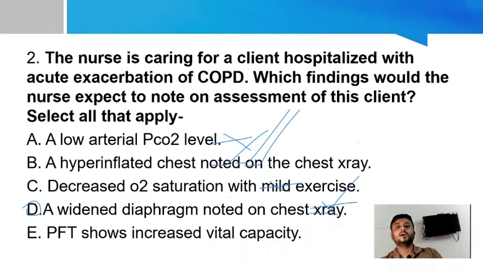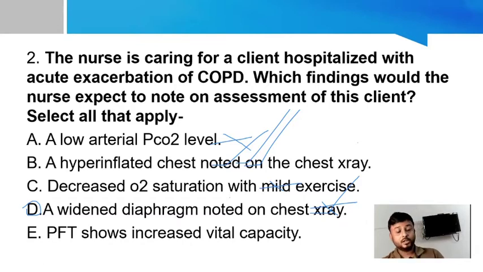The second question is, the nurse is caring for a client hospitalized with acute exacerbation of COPD. Which findings would the nurse expect to note on an assessment of this client? Select all that apply. So the question is, the nurse is caring for a patient who is having COPD. Which findings would the nurse expect to note on the assessment of the client? It means they are asking, if the patient is having COPD, what are the major findings you can find during the assessment?